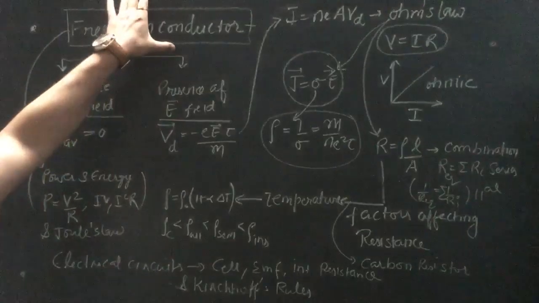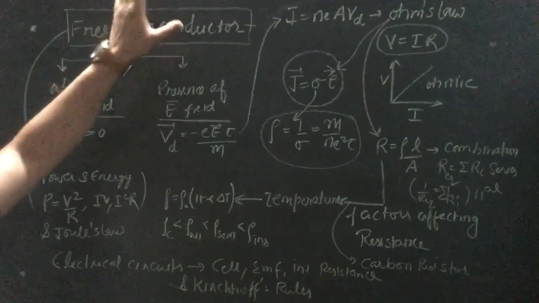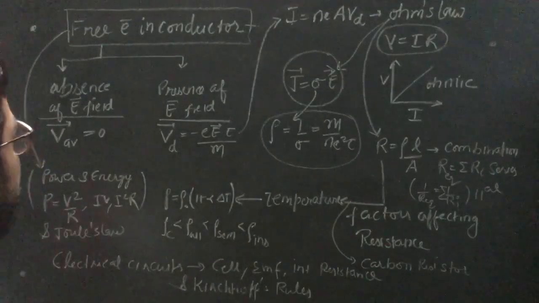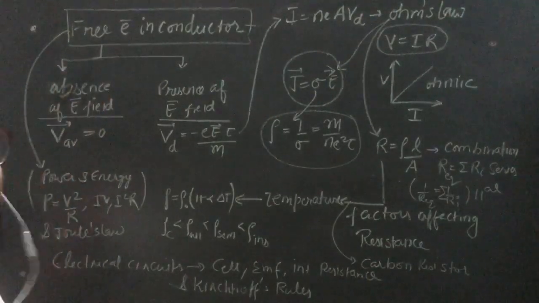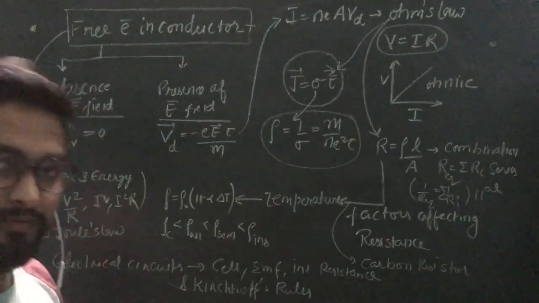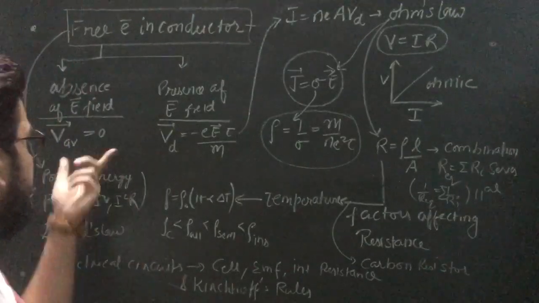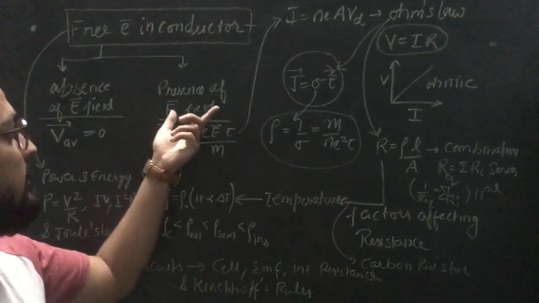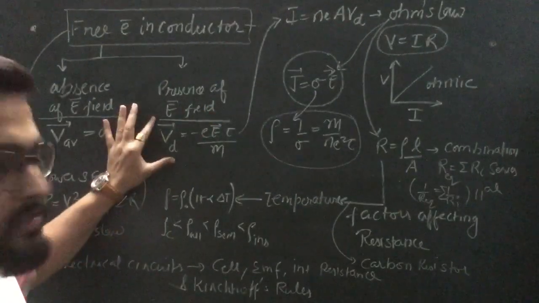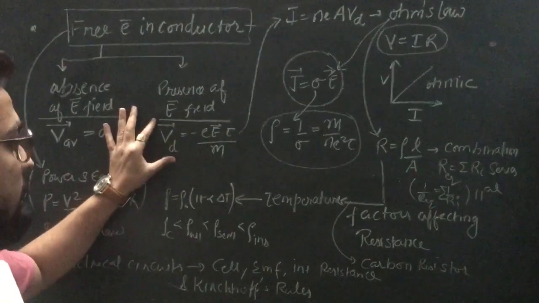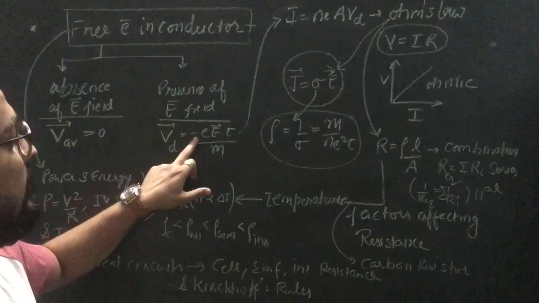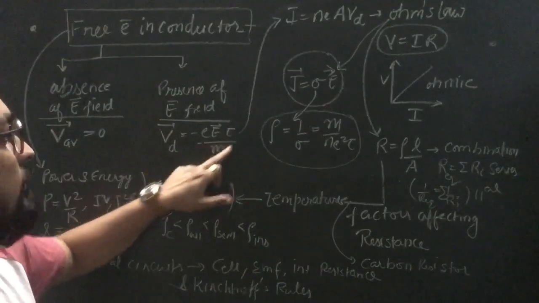Free electrons in a conductor give rise to electric current in a conductor. In the absence of electric field, the net drift velocity of all the electrons in a conductor is 0, and in the presence of electric field, the average velocity of the sample of electrons is drift velocity, and drift velocity is equal to minus E tau by m.